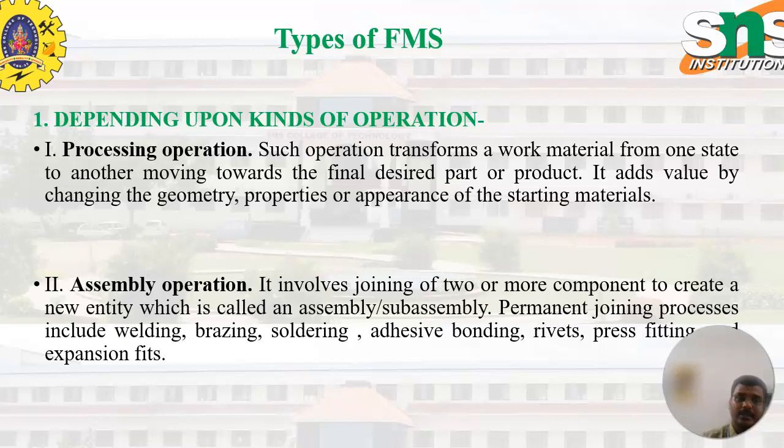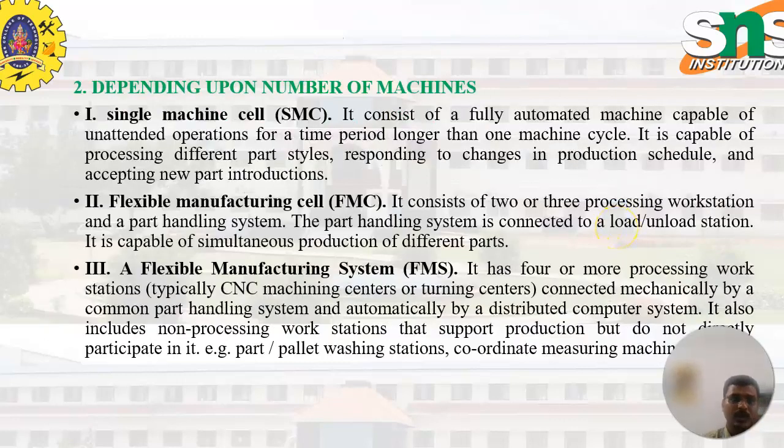This is about the types of FMS. Depending upon the number of machines, we have three types. The single machine cell, which we call SMC, the flexible manufacturing cell, FMC, and the last one, FMS. A single machine cell consists of a fully automated machine capable of unattended operation for a time period longer than one machine cycle. It is capable of processing different types of part styles. The FMC consists of two or more processing workstations and a part handling system. So it will be like a layout, and the processing will be done continually.